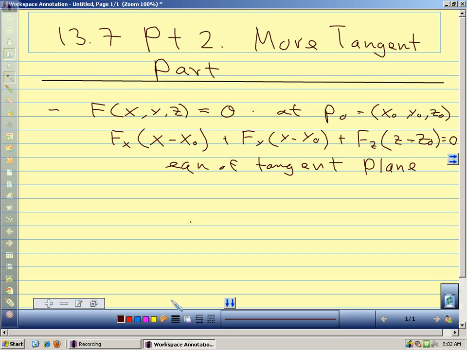This is the equation of our tangent plane at the point p0. Our direction numbers for our tangent plane are given by the gradient of f. So the gradient of f gives us a normal vector. That was one of our big ideas from the last unit.